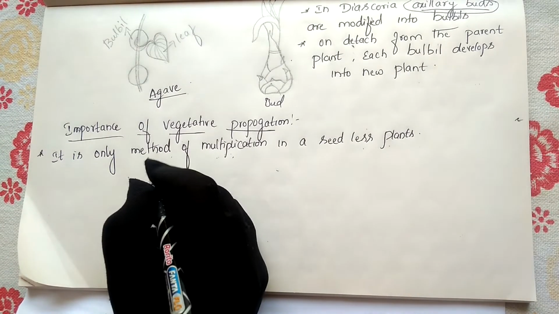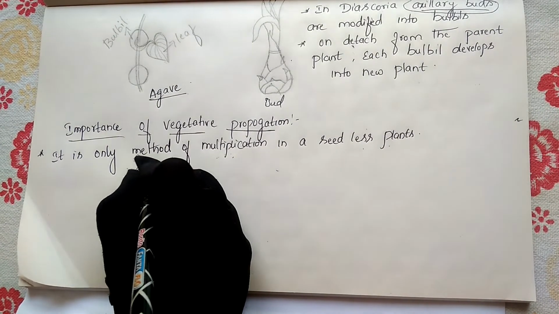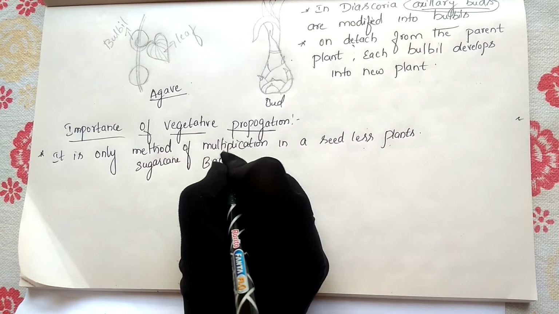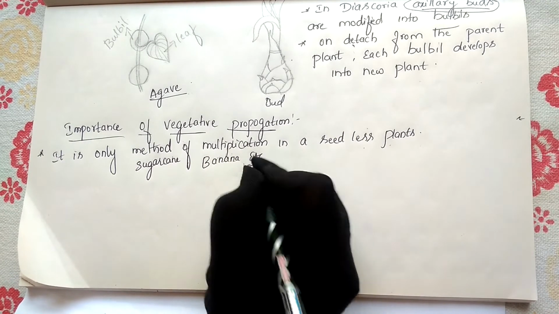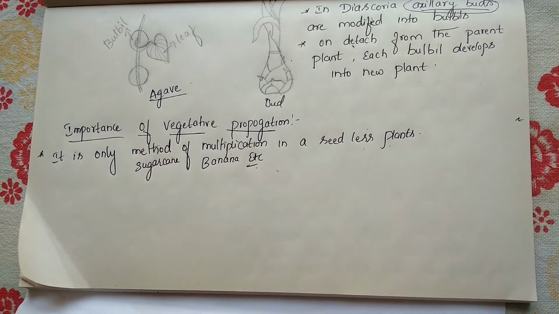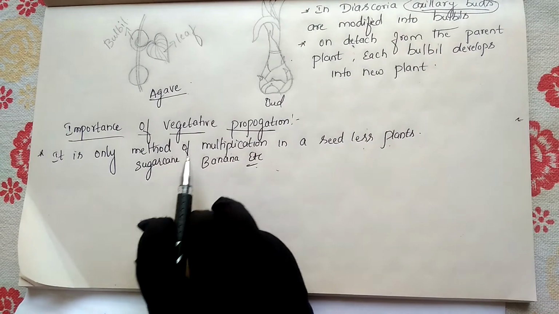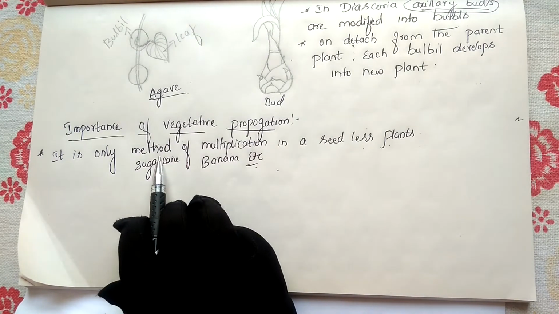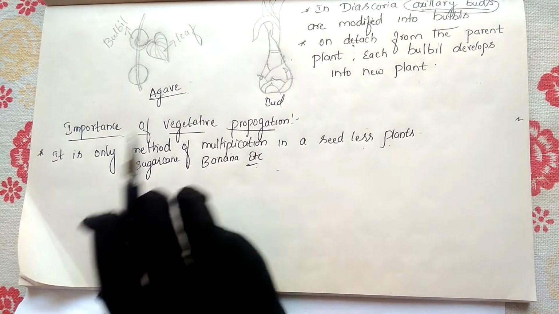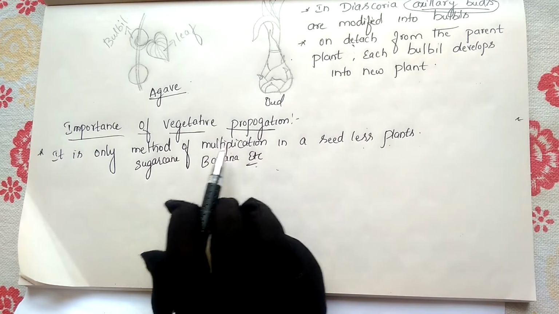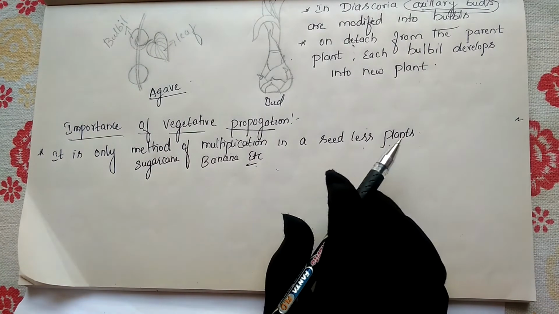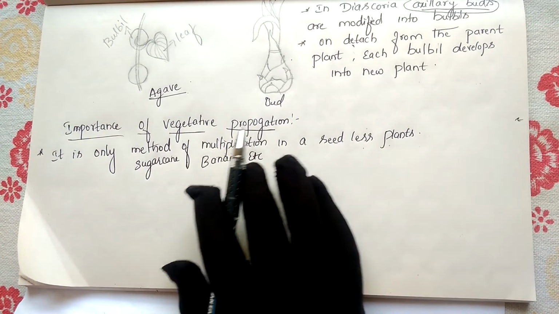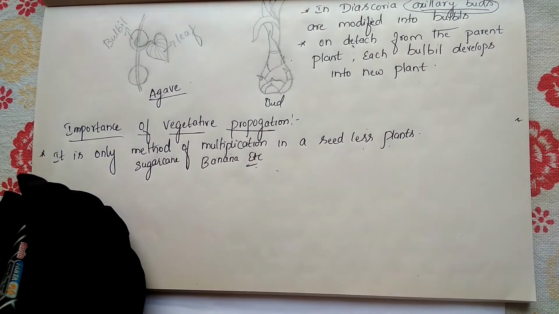Examples for this are sugar cane, banana, etc. These are the plants which multiply themselves by the vegetative propagation method. This is the first benefit we get from vegetative propagation, because it is the only method of multiplication in a seedless plant. The plants which do not produce seed produce their own offspring through this method. So this is the benefit.